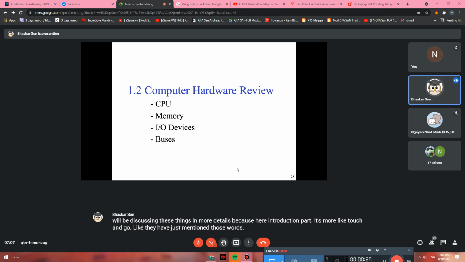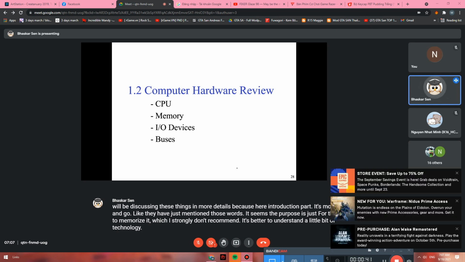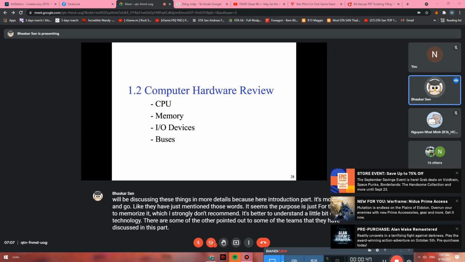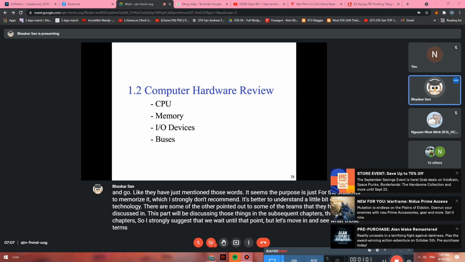It seems the purpose is just for the students to memorize it, which I strongly don't recommend. It's better to understand a little bit of technology. I will point out that some of the things they have discussed in this part, we will be discussing in the subsequent chapters. So I would strongly suggest that we wait until that point. But let's move in and see what those terms are and how far we can go with these things.